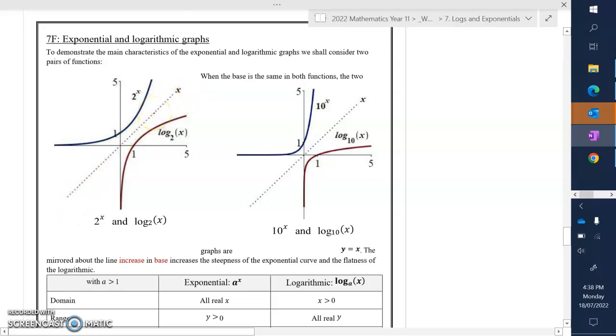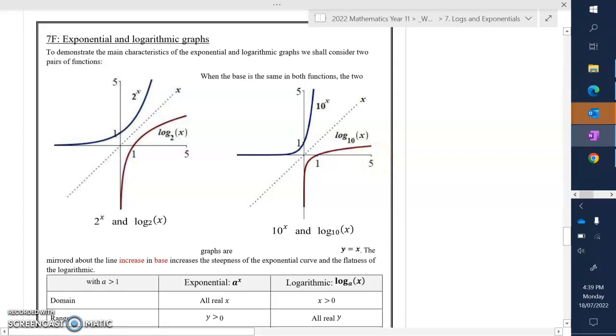Now that same thing would happen on the second set of graphs here. We have a base 10 on our exponential and a base 10 on our logarithm. So they're the inverse of each other, those two graphs. And like we did with our base 2, they would be reflected along the line y equals x. If I reflect 10 to the x around y equals x, I'm going to get the inverse, log base 10 of x.